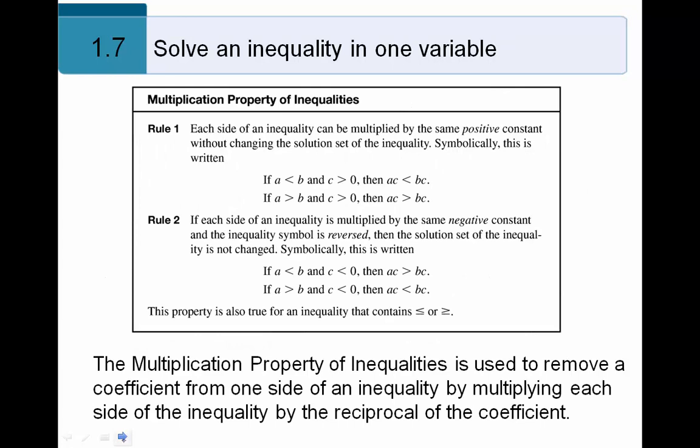The multiplication property of inequalities has two cases or two rules. Rule 1 says that we can multiply or divide both sides of the inequality by a positive number and not change the original solution set. The second rule says we can multiply or divide both sides of an inequality by a negative number, but if we do, the inequality symbol must be reversed in order to maintain the original solution set. Now, the multiplication property of inequalities works very much like the multiplication property of equations. We use this to remove the coefficient from in front of the variable.